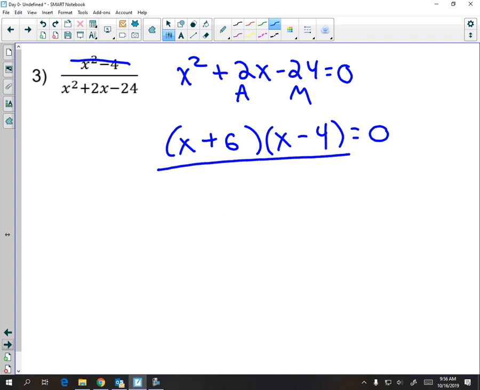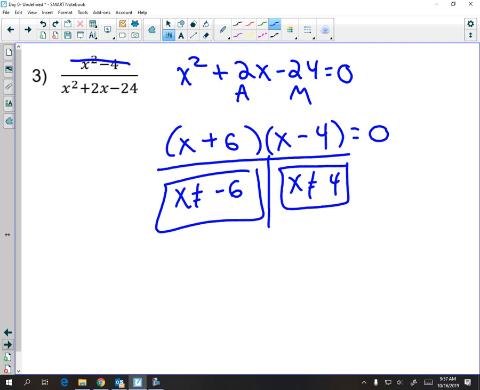And to solve this, we're going to make a t-chart. And you get that x is equal to negative 6 and x is equal to positive 4. But remember, these are values that make it undefined, so we do not want x to equal these two values. So anytime you're trying to find when something is undefined, take the denominator, factor it if you have to, and solve for when it equals 0.